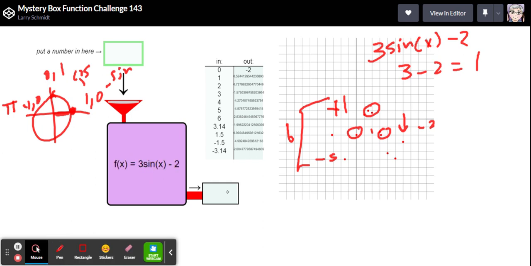Let's go ahead and reveal that. Yeah, so 3 times the sine of x minus 2, and let's graph that. Kind of a cool looking graph. There's that sine wave, but going much higher and much lower than you would expect.